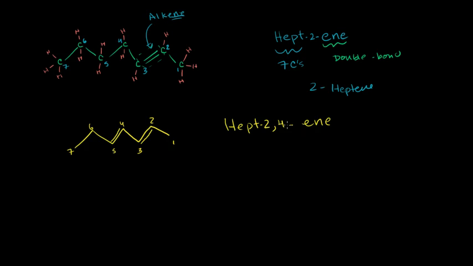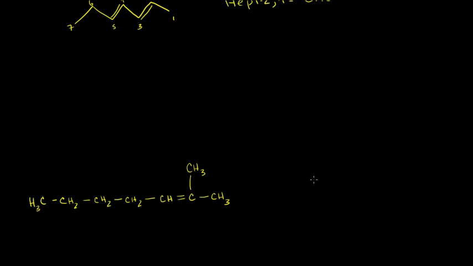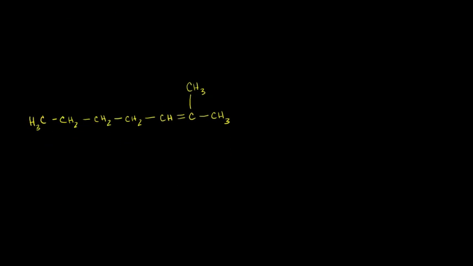It lets you know that the 2 and the 4 apply to the ene, which applies to double bonds. Let's do a couple more. So over here, I have a double bond, and I also have some side chains. So let's see if we can figure out how to deal with all of these things.